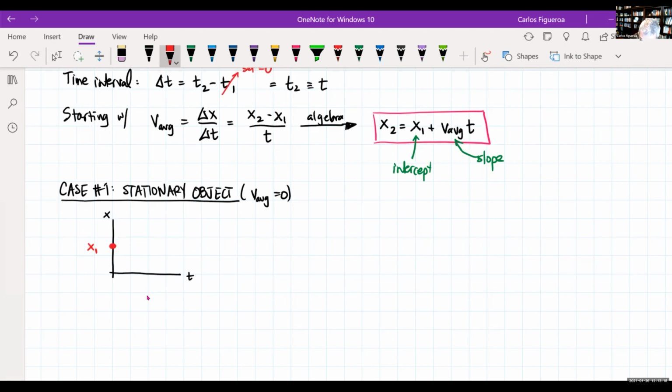And after a certain amount of time, since the car hasn't moved, x2 here must be at the exact location here. So my line here is that a stationary object implies that I have a horizontal line that's parallel to the time axis. So in other words, if V average is 0, then this implies here that x2, which is x1, will then give me 0 times t, and so clearly it's the same for all time here.